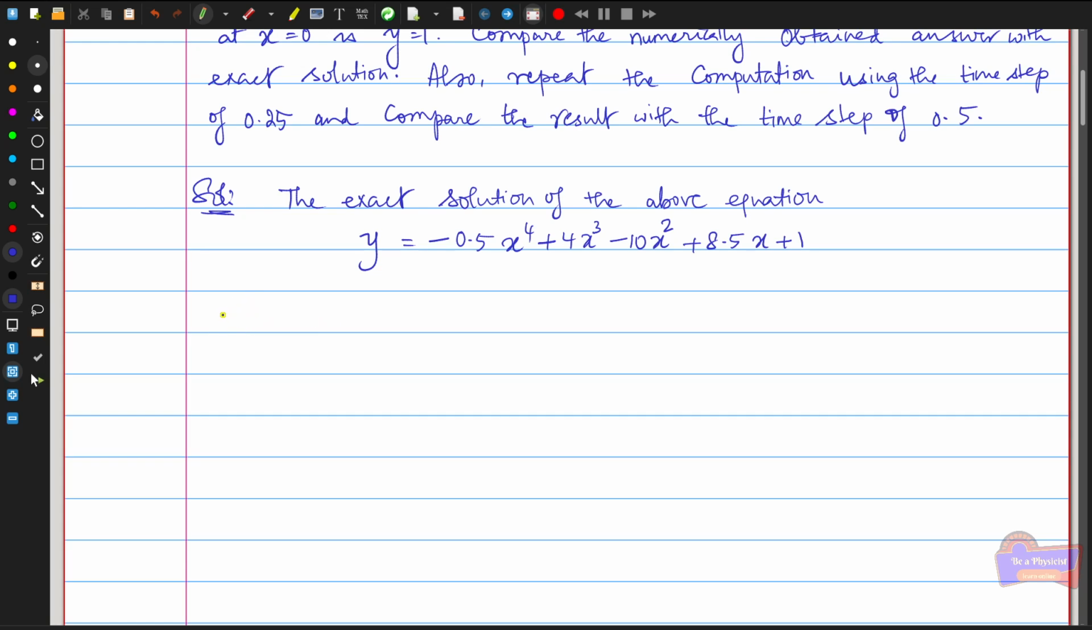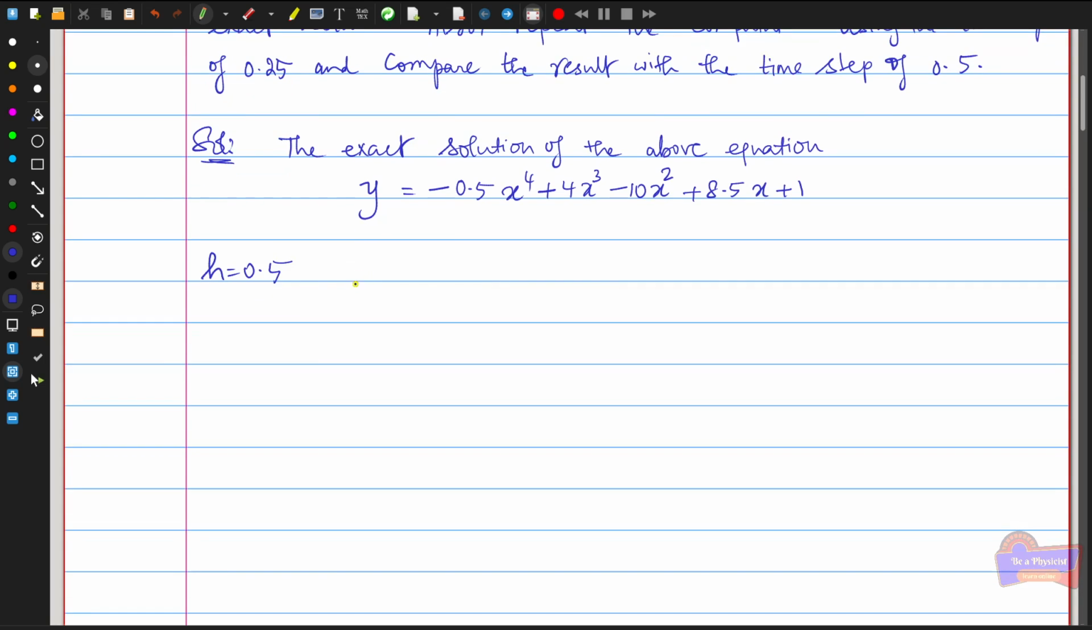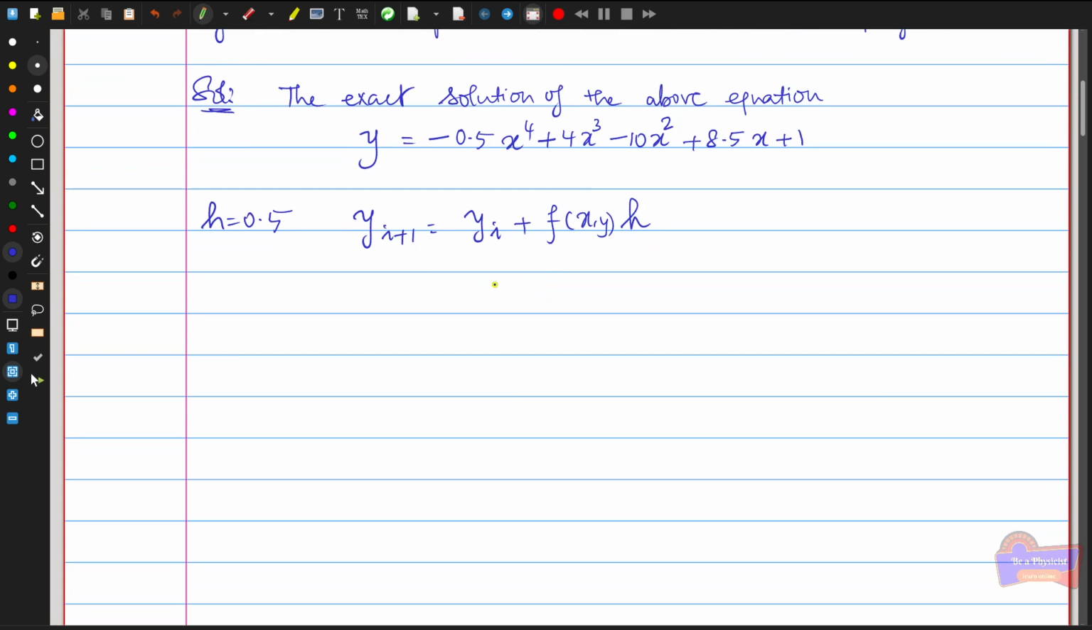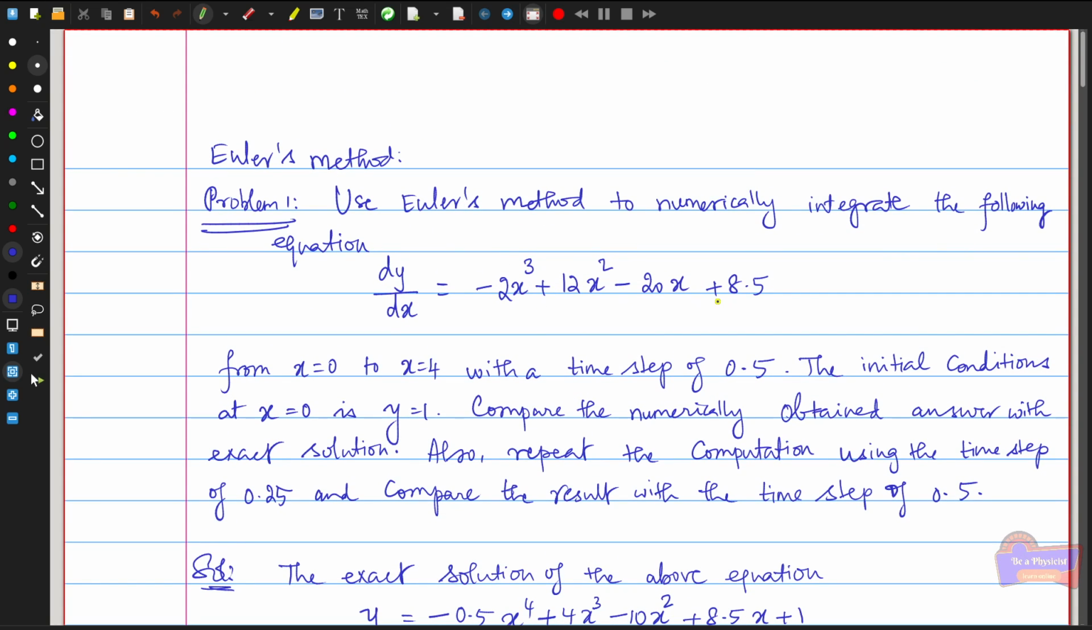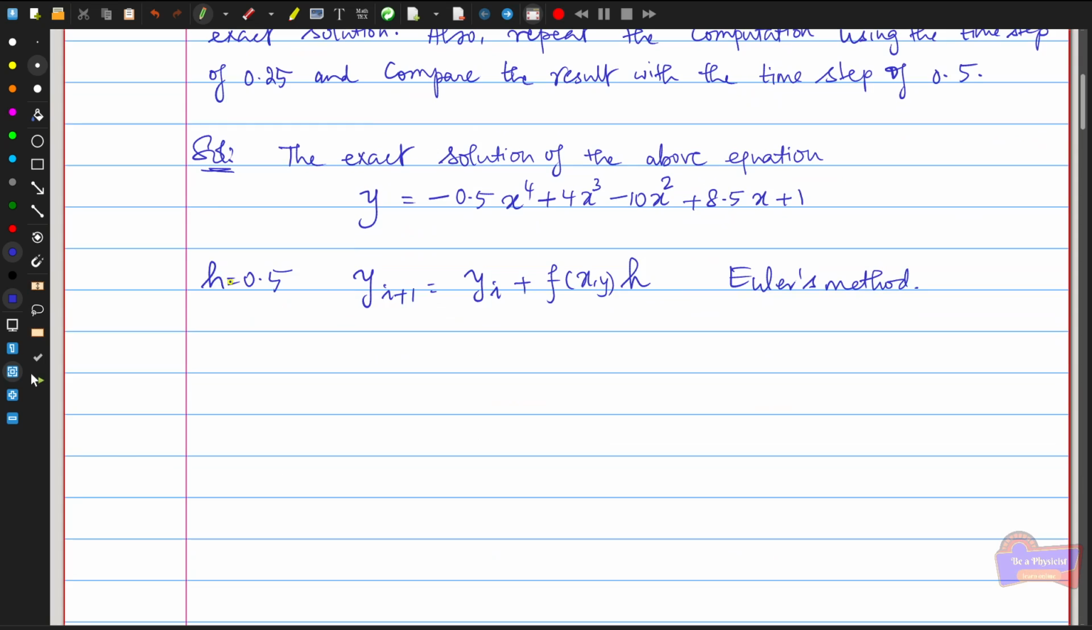First we start with the step of h equals 0.5. We already know Euler's equation: y of i plus 1 equals y of i plus the function f of x comma y times h. This is the Euler's method. We start with the initial value i equals 0. We know that f of x comma y is the slope, which is the right-hand side of this equation, and h is 0.5.